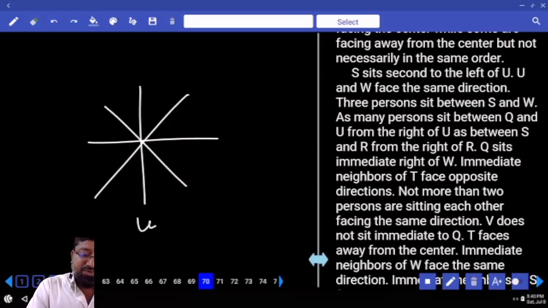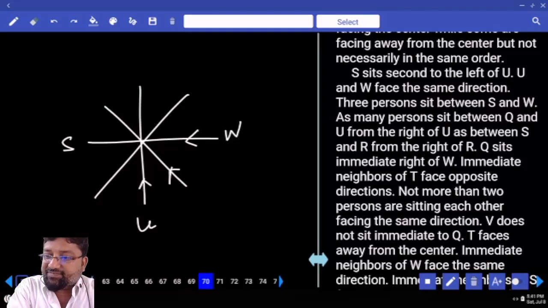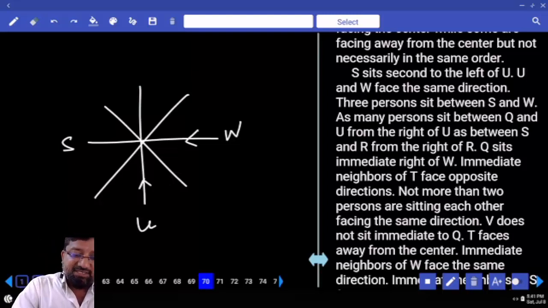First trial, I'm going for U as inside. Please tell me what is happening here. S sits second to the left of U. U and W face the same direction. 3 persons sit between S and W. Everyone look at the board properly. Can I go for this fellow as inside? Why? Not more than 2 people sitting adjacent to each other face the same direction. 100% guarantee this fellow is outside.